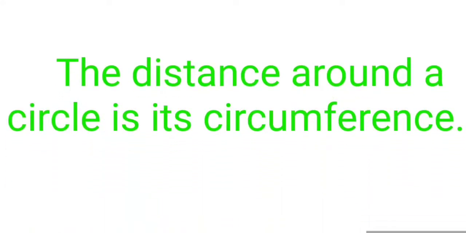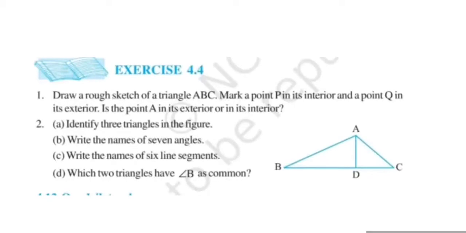Clear, scholars? Now let's see exercise 4.4. Question number 1. Draw a rough sketch of a triangle ABC. Mark a point P in its interior and a point Q in its exterior. Is the point A in its exterior or in its interior?